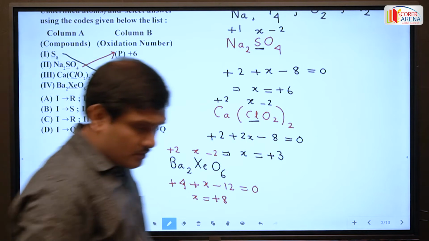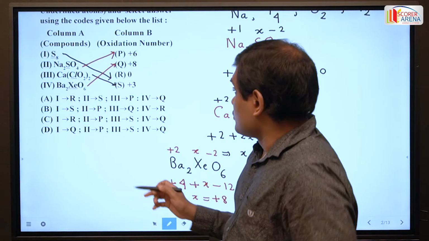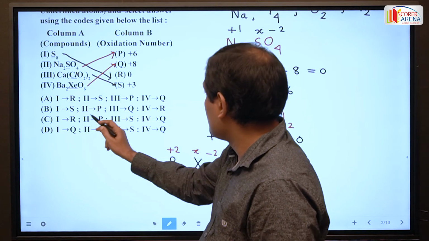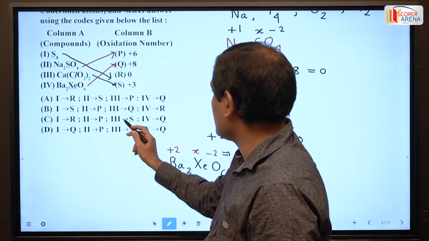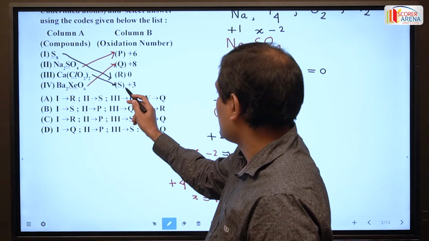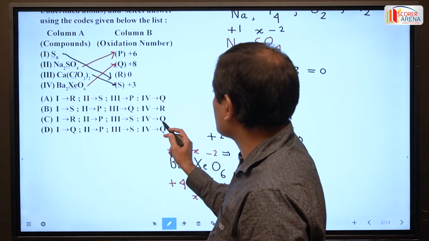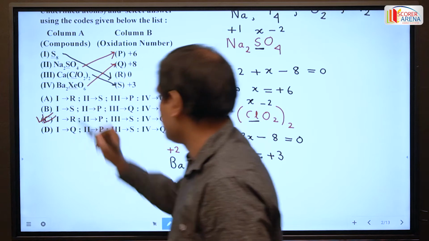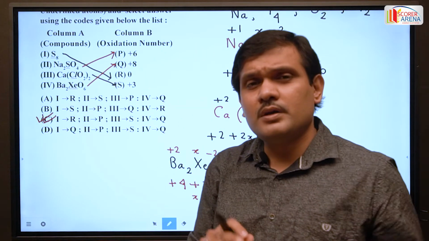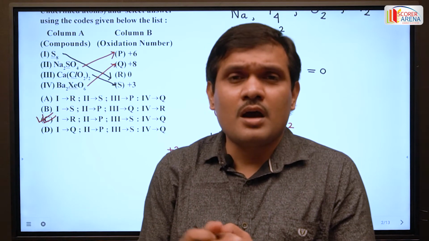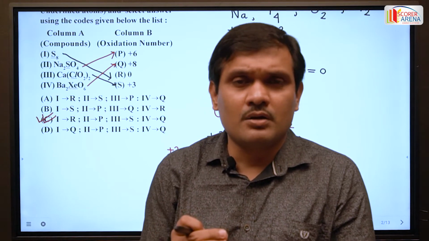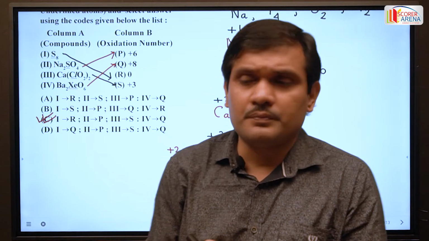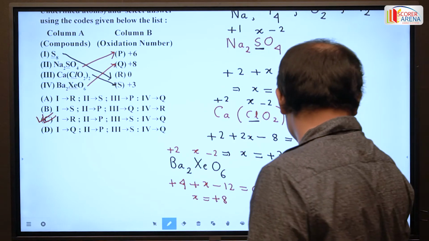Okay, let us see which is the correct option. So 1 goes to R, 2 goes to P, 3 goes to S, and 4 goes to Q. So the net correct answer is option C. So in this problem we briefly got an idea how to find the oxidation number for the different atoms present in a compound. Now let us move to our next question.